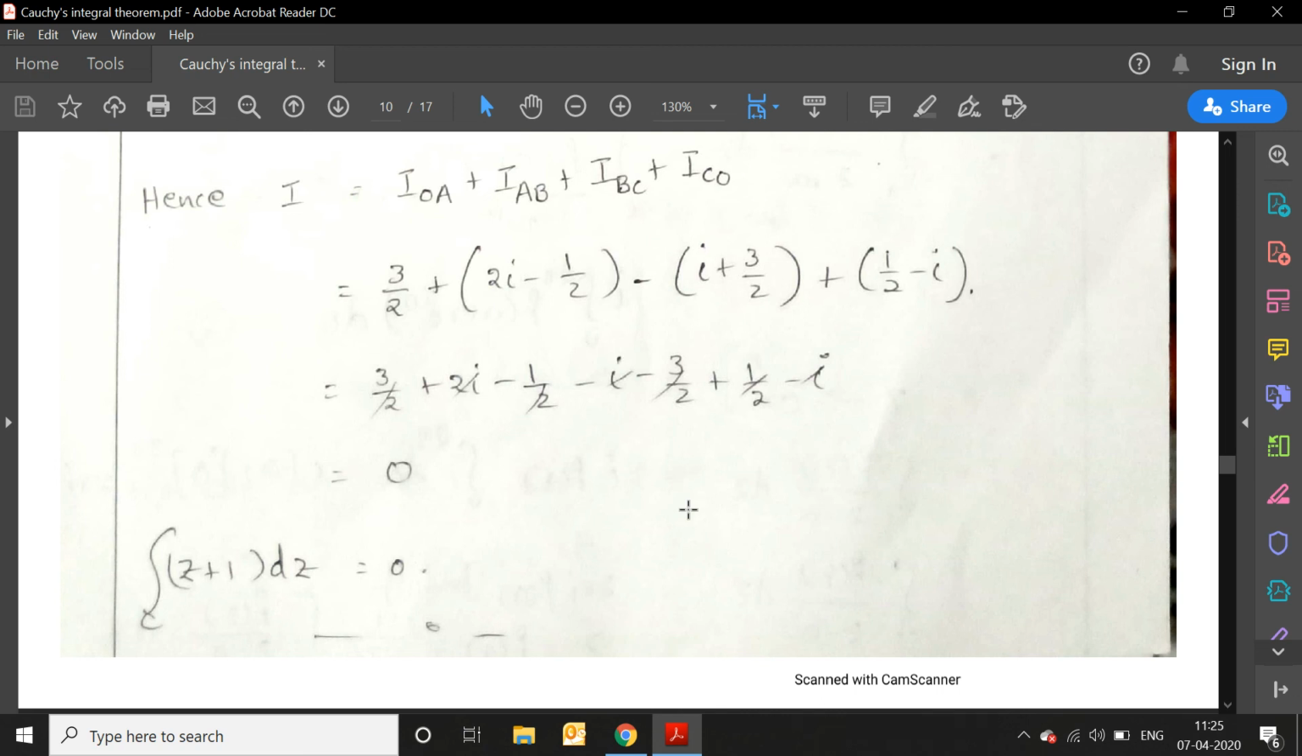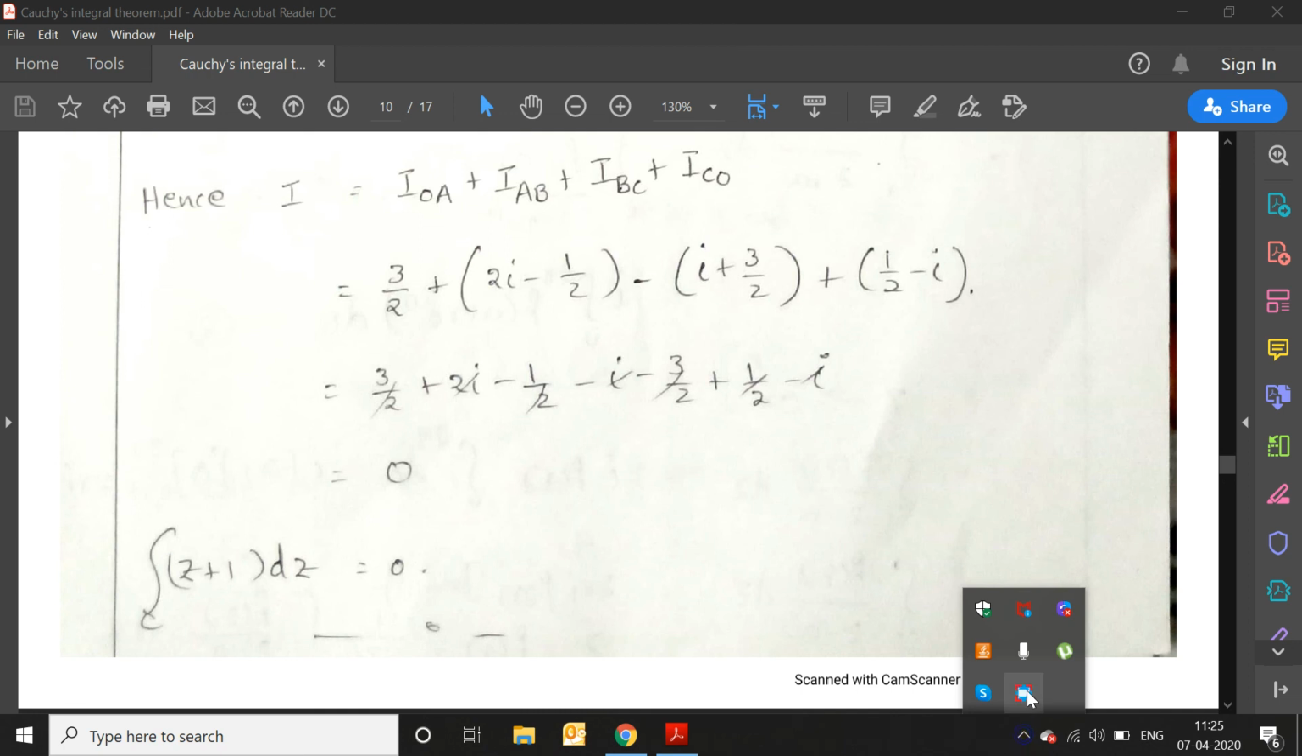So that's all, students. In the next class, we will discuss Cauchy's integral formula.